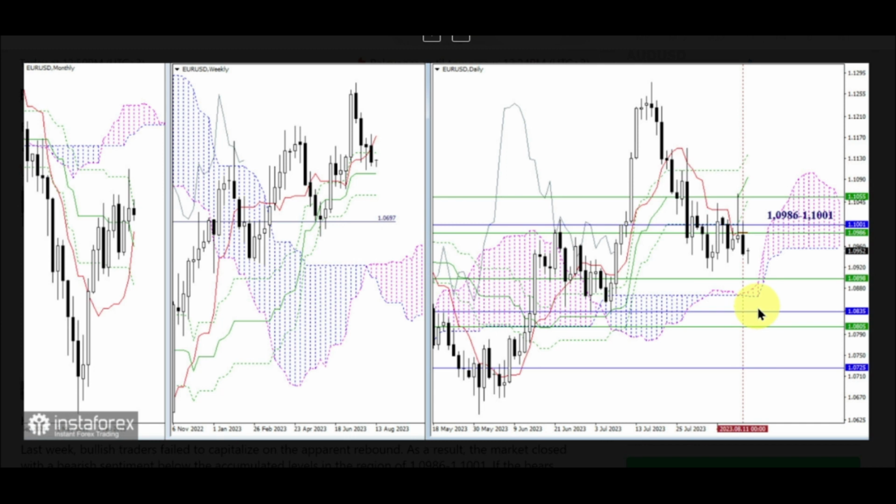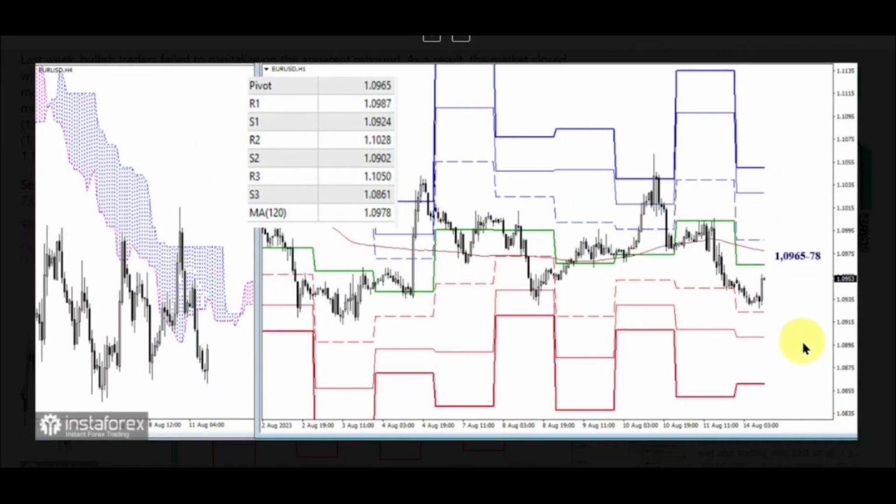If bullish activity returns, it will be important for them to break through the resistance of 1.0986, 1.1001, and eliminate the daily Ichimoku cross 1.1094 and 1.1137. Currently, the advantage lies with the bears.